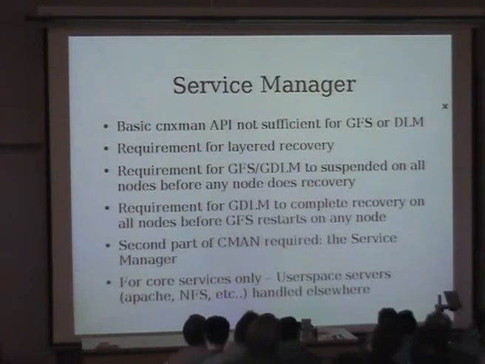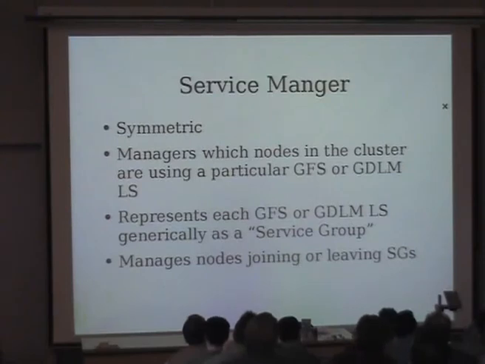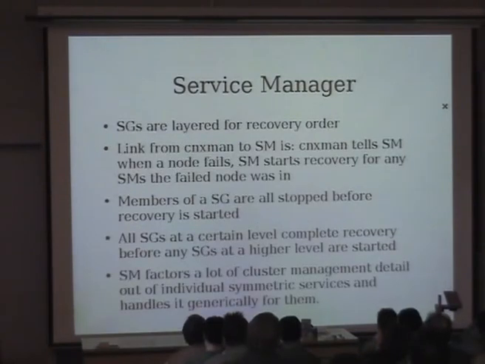All these different components register at different levels and basically facilitate this layered recovery. It's also symmetric. Whenever you mount GFS or you start a lock space in the DLM, the service manager knows what's happening and knows which nodes are participating in that. So if a node goes down that you know is running GFS, you know to stop that on it and all the other nodes, and then recovery happens. Like I said, CMAN, the membership part of the cluster manager, tells the service manager when a node goes away or comes back, and the service manager manages the layers of recovery.